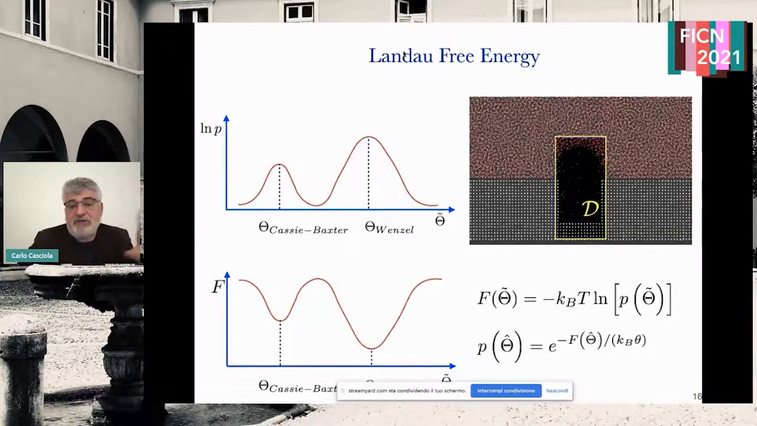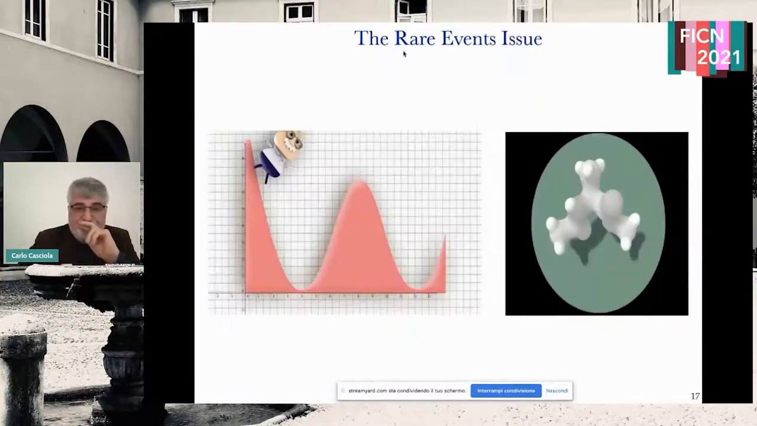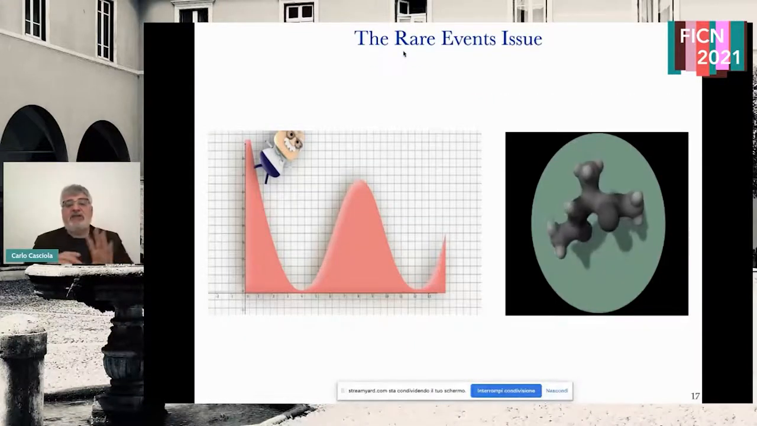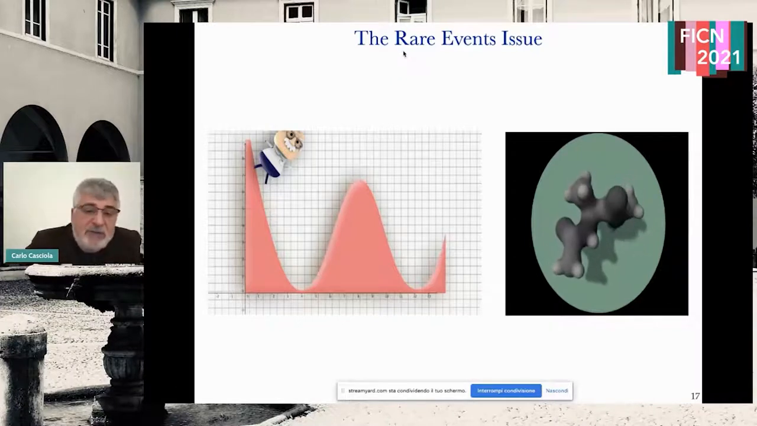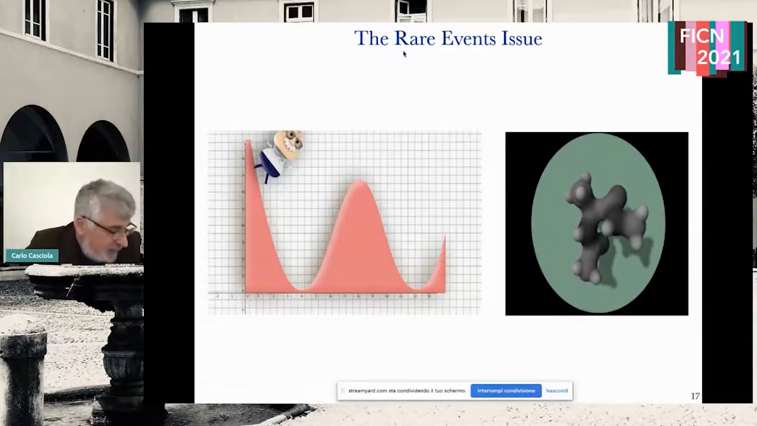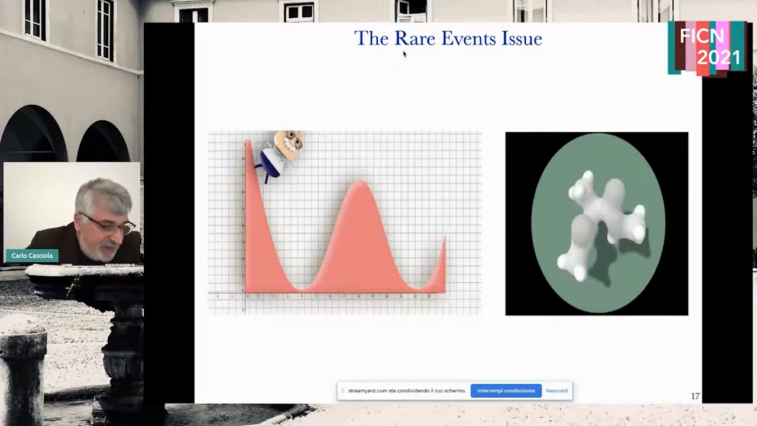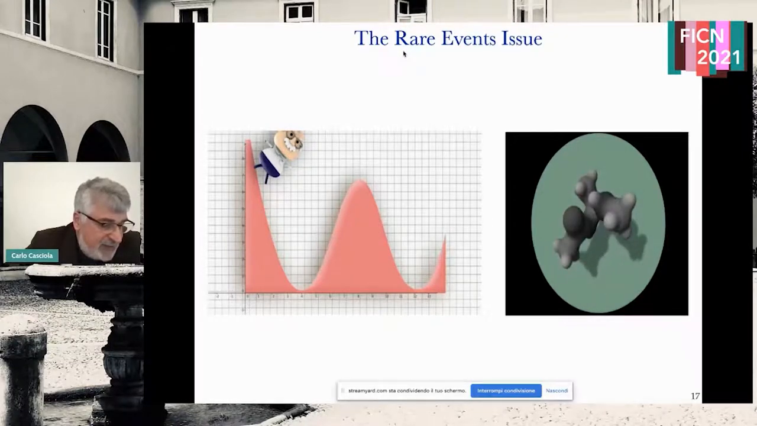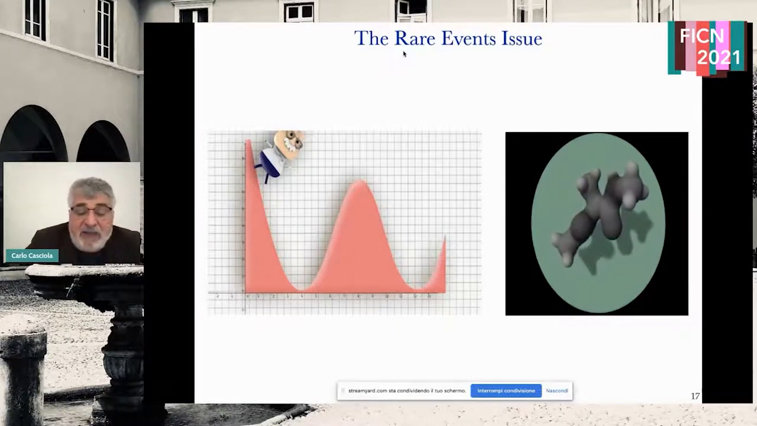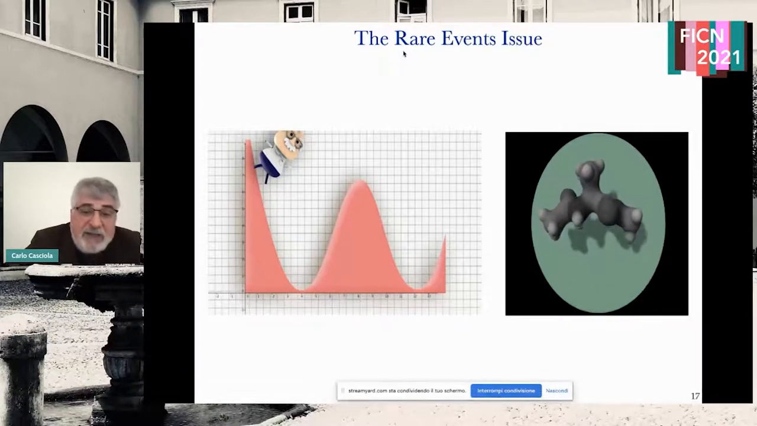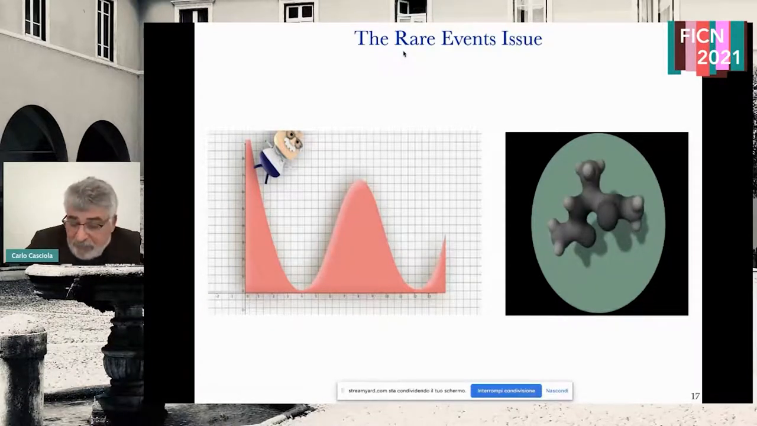And one of the purposes of many of the simulations is to extract these free energy profiles, and in particular, to evaluate the free energy barrier that separates two different metastable states. This raises the issue of rare events. So what you see in this cartoon is a researcher in the field of atomistic simulation and rare event techniques, who is trying to climb the hill up to the top of the free energy barrier.